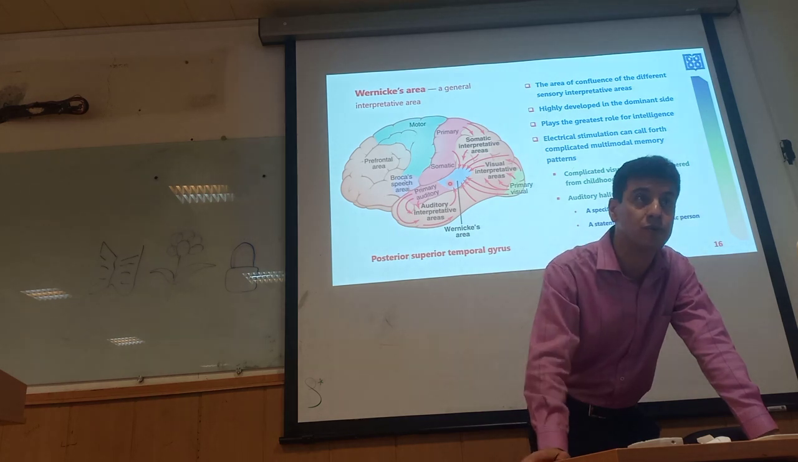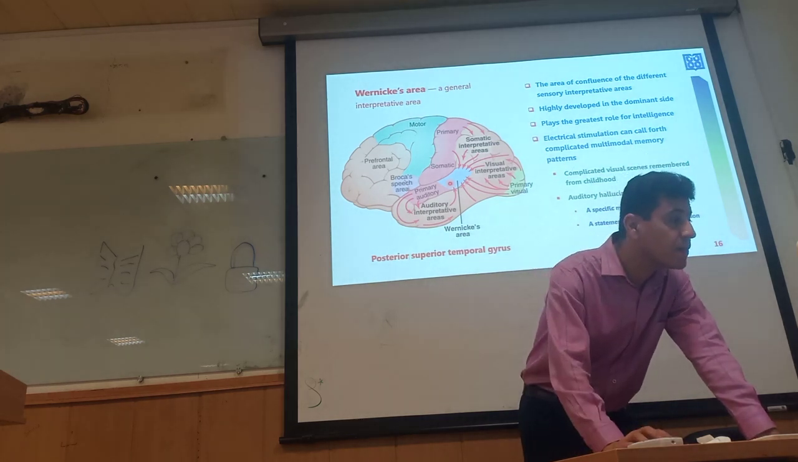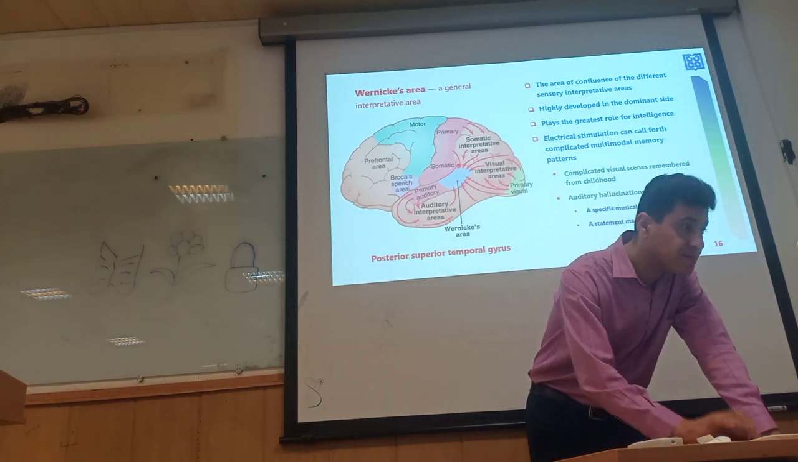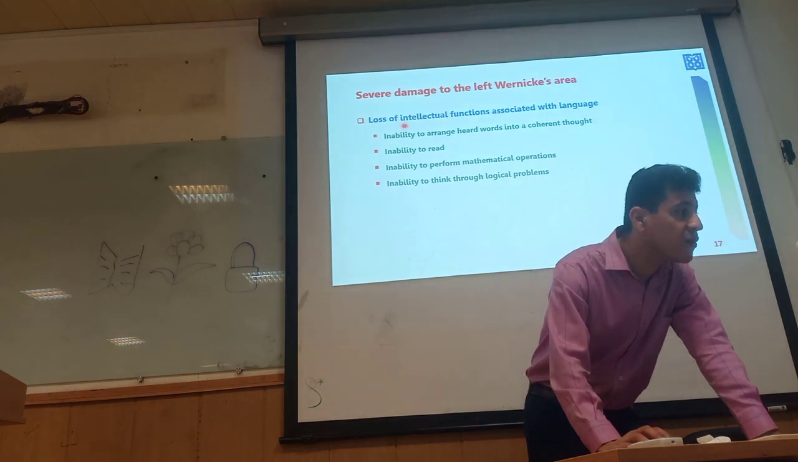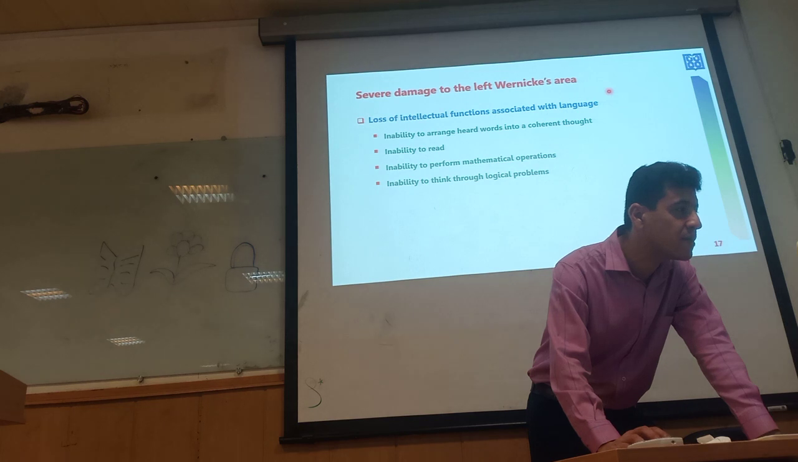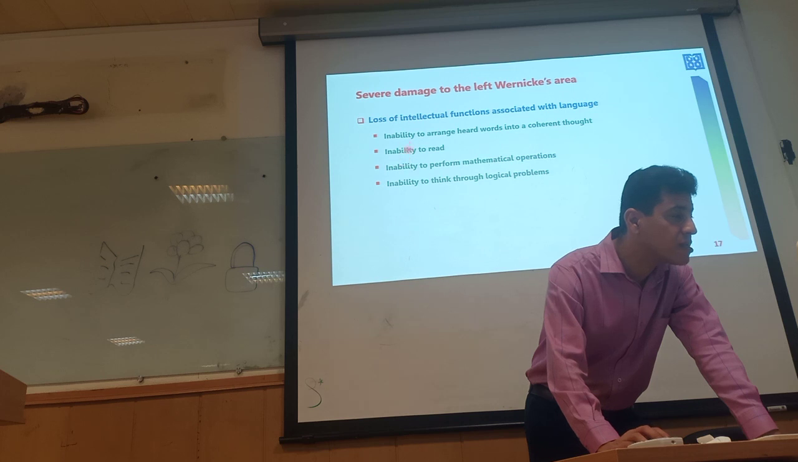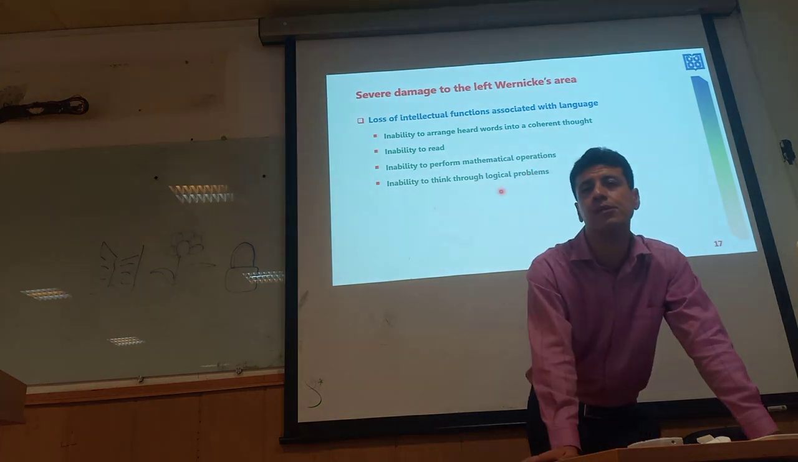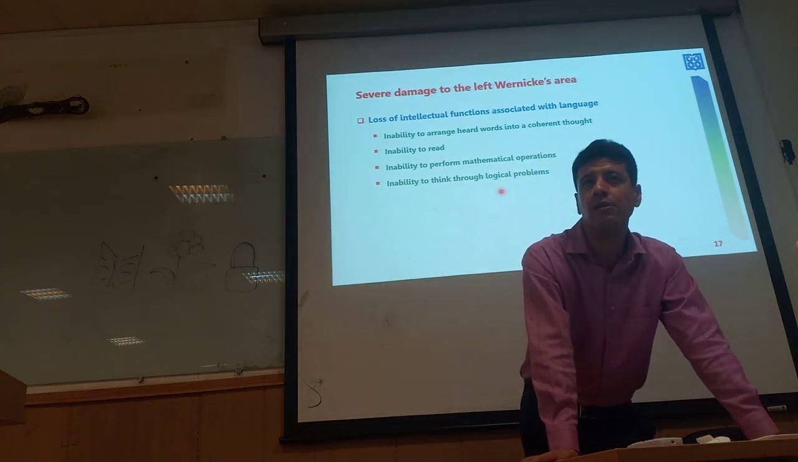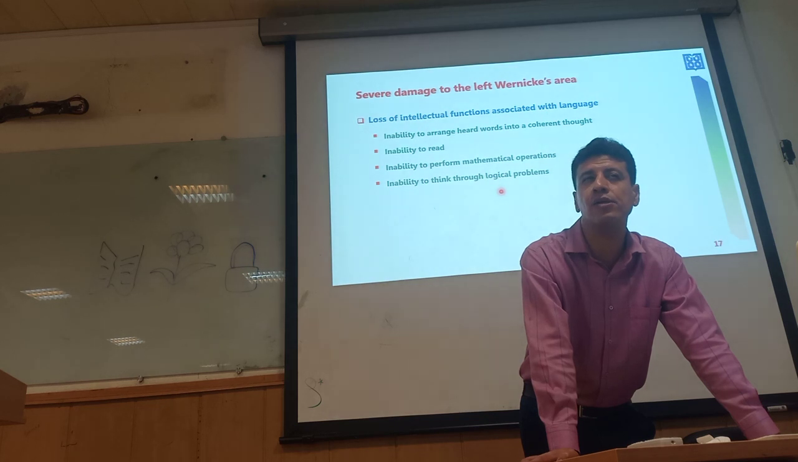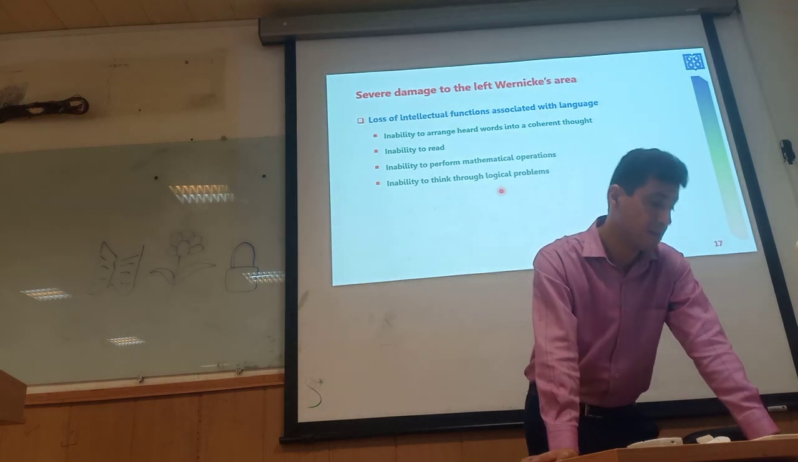It's similar to the prefrontal cortex. So if there is damage here, then there will be loss of intellectual functions associated with language. So the person is not able to understand the heard words, he or she is unable to read, to perform mathematical operations, or to think through logical problems. Okay, so based on this, we say that Wernicke's area is important for language understanding.